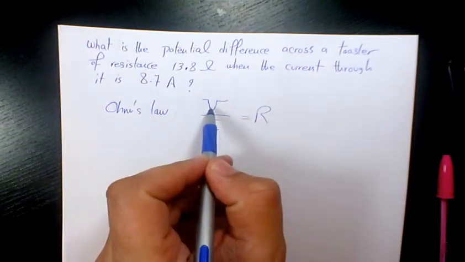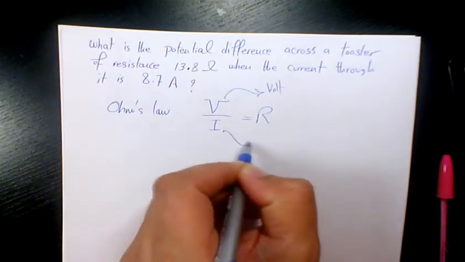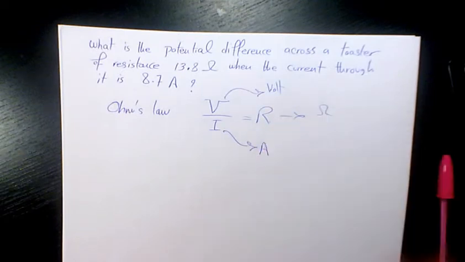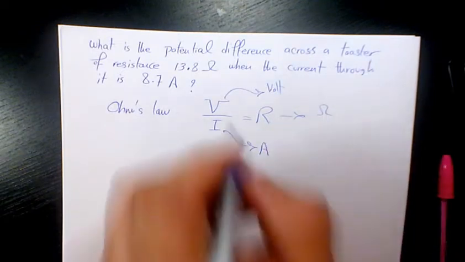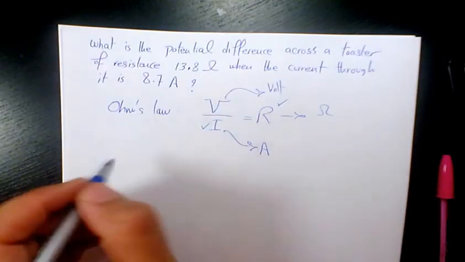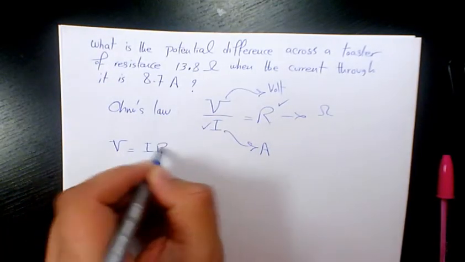V is the potential difference in terms of volt, I is electric current in terms of ampere, and R is the resistance in terms of ohm. This one, the resistance is given and the current is given. We need to find out volt. So V will be equal to I times R.